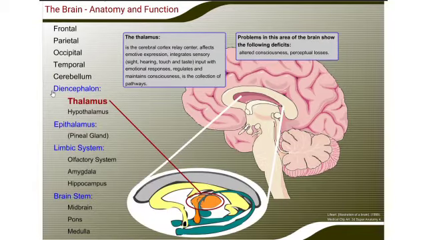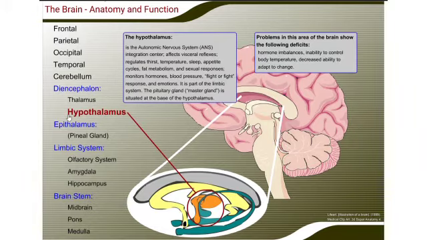The diencephalon. The thalamus is the cerebral cortex relay center. It affects emotive expression, integrates sensory input with emotional responses, regulates and maintains consciousness, and is the collection of pathways. Problems in this area of the brain show the following deficits: altered consciousness and perceptual losses.